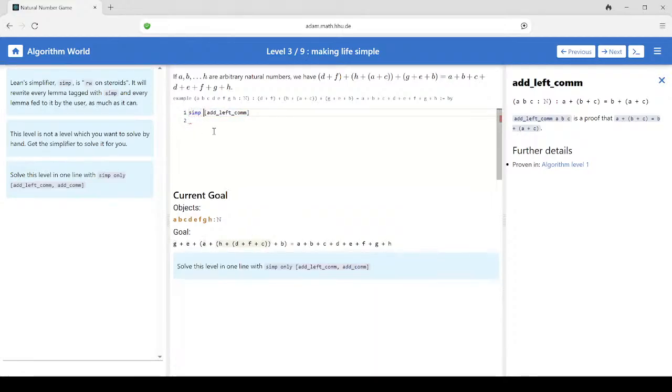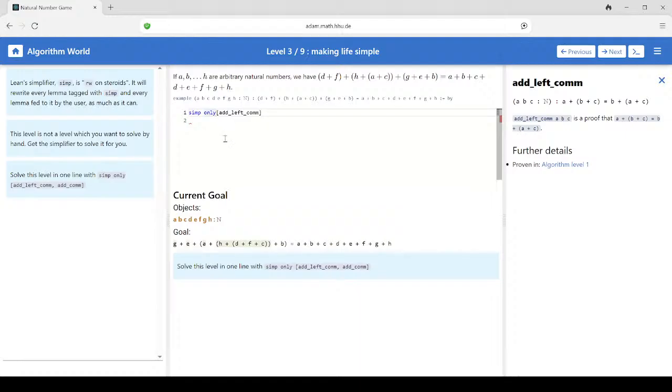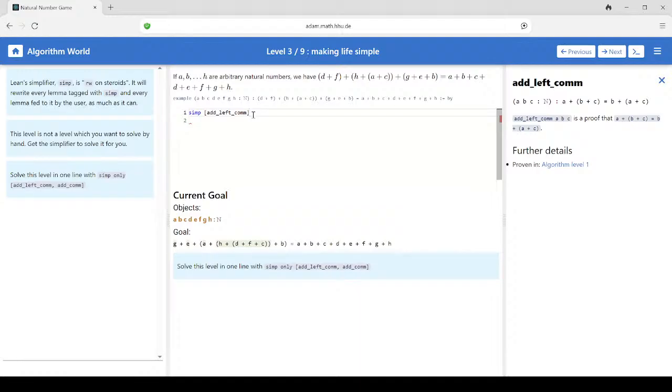Simp. First of all, you can use simp without simp only. Simp by itself and simp only look like the same thing. I'm not sure what the only adds. I don't know what that does to anything. But anyway, what does this do? This is different from rewrite.